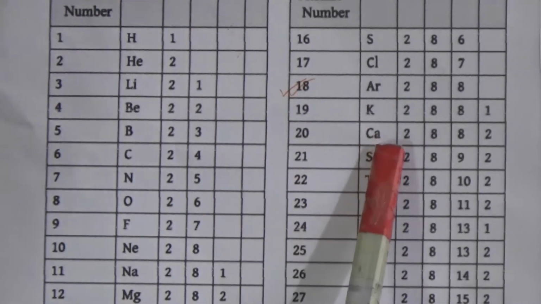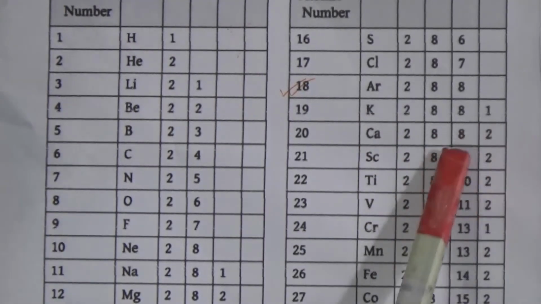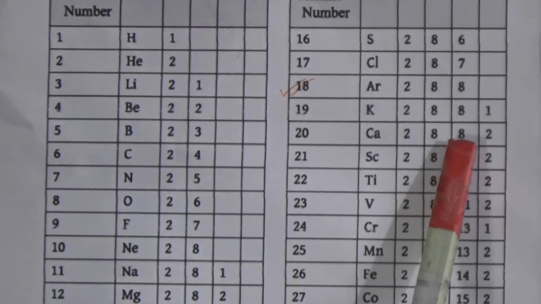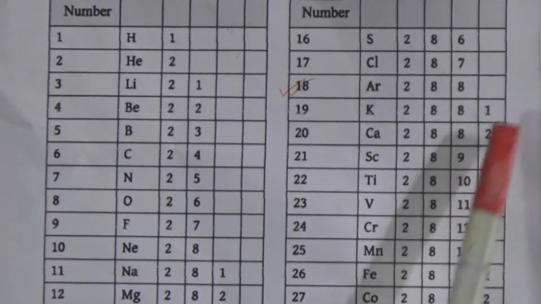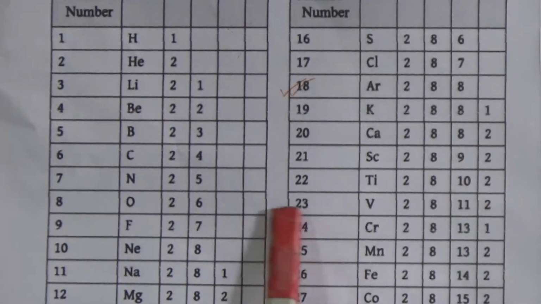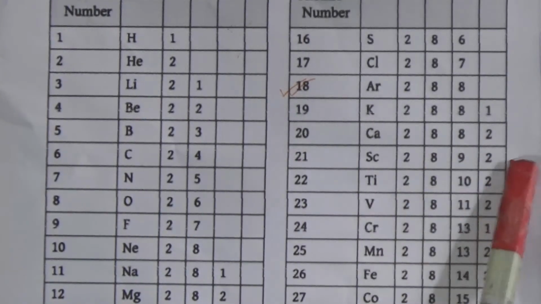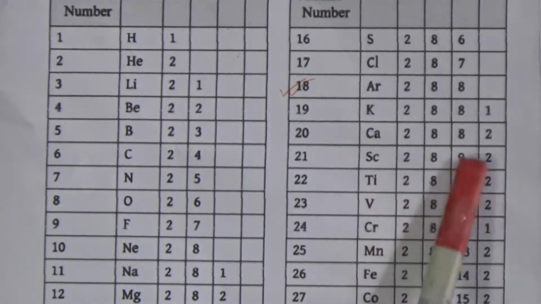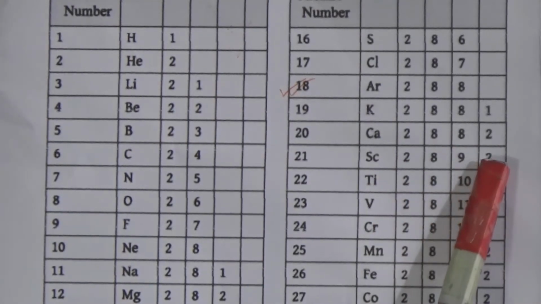And if you see calcium, its atomic number is 20, with configuration 2, 8, 8 and 2. That means here also in the 3rd orbit there are 8 electrons, and in the 4th orbit there are 2 electrons. And if you see the next one, scandium, 2, 8, 9, 2. That means 2 in the first orbit, 8 in the 2nd orbit, 9 in the 3rd orbit and 2 in the 4th orbit.